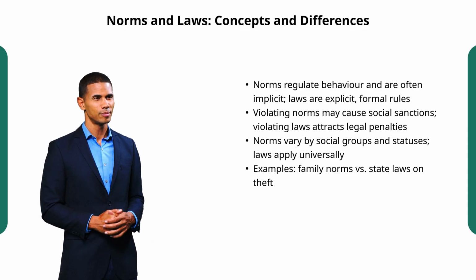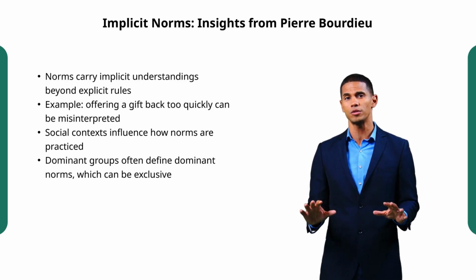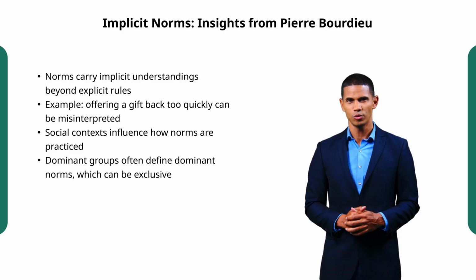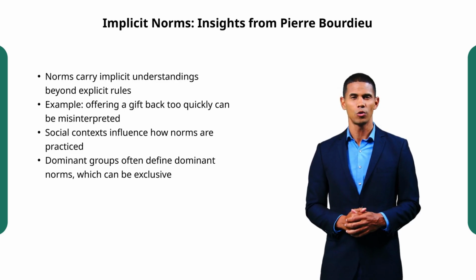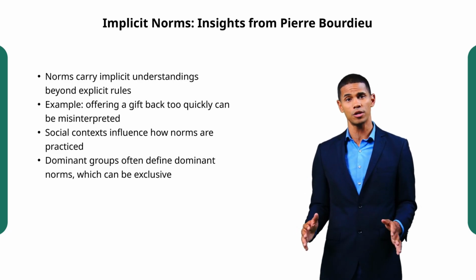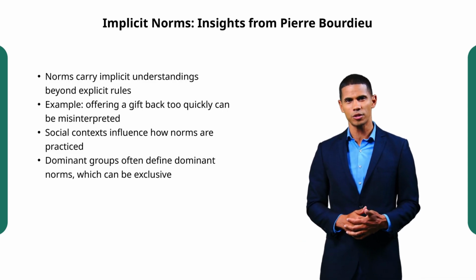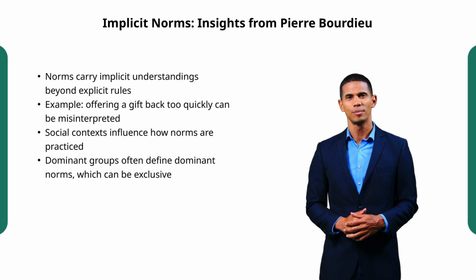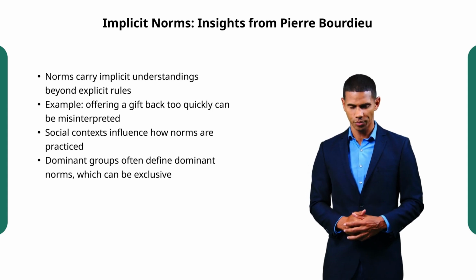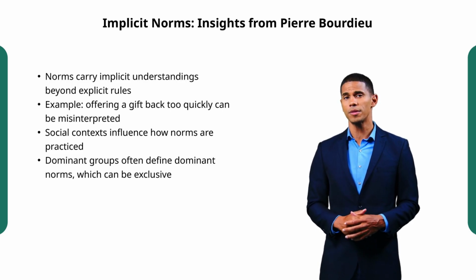Pierre Bourdieu, the well-known French sociologist, taught us to be mindful of implicit norms, those unspoken rules embedded within culture. Take this example. If you want to thank someone, giving a return gift too quickly may be taken as trying to repay a debt rather than a friendly gesture. This subtlety is important. Norms are often socially negotiated depending on context and relationships.